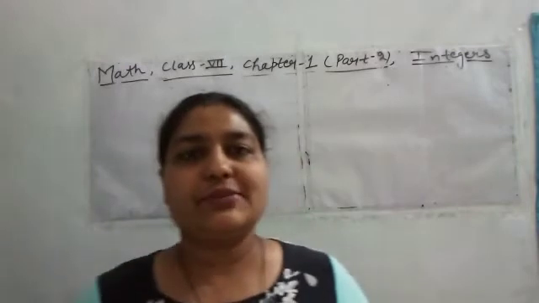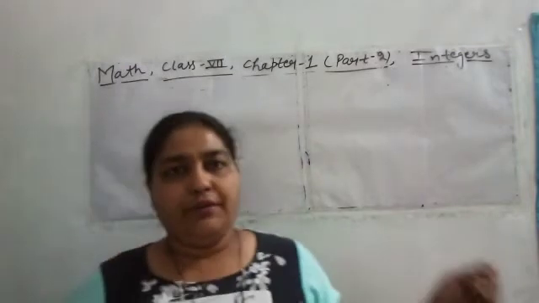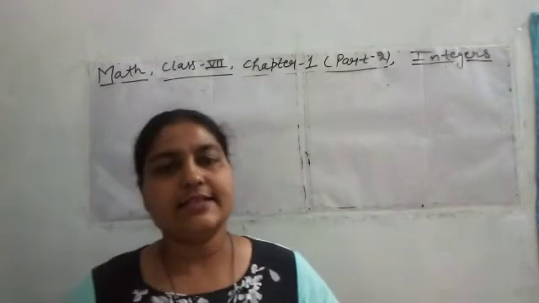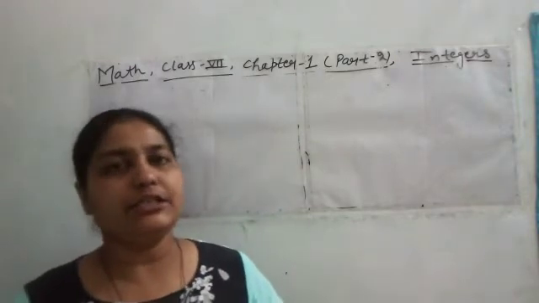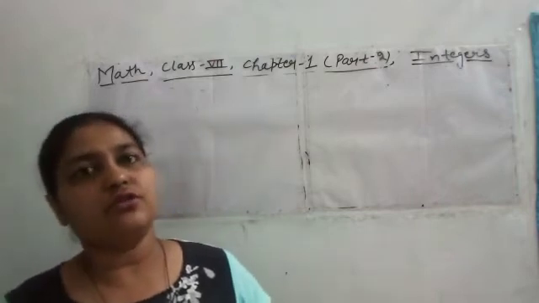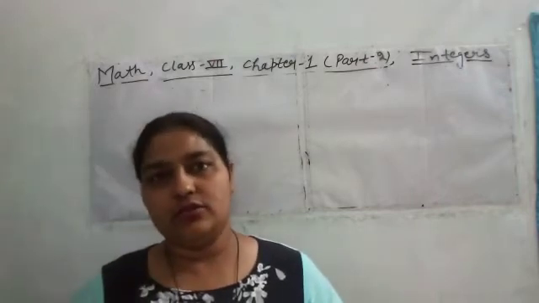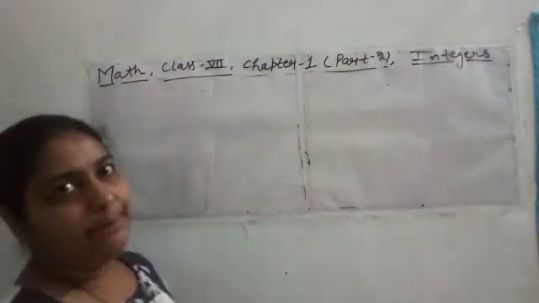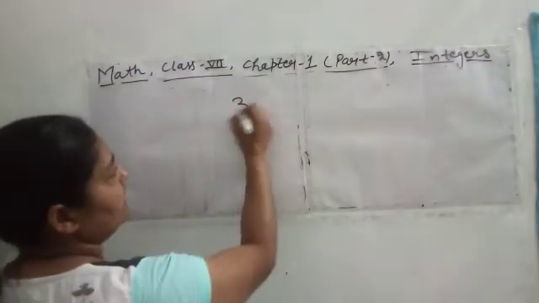Hello students, today we will do part two of chapter one, that is integers. Yesterday I told you about integers on a number line, addition of integers on a number line, and subtraction of integers on a number line. Now we were solving integers on a number line. How will we solve the integers on a number line?